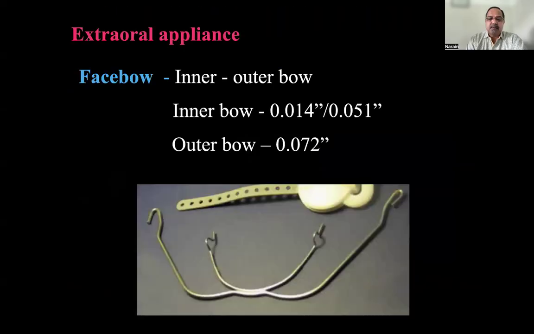You can also have a headgear attached to a removable maxillary splint, as in this case, or you can even have the outer bow completely covered with acrylic in headgear splints. Coming to the extraoral appliance, it is the inner bow. This is the inner bow. And then the inner bow could be of 0.014 or 0.051 in diameter. And this is the outer bow. The outer bow is 0.072 in diameter.